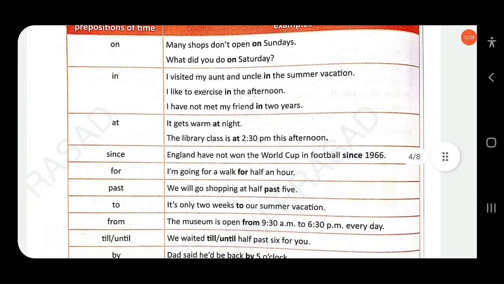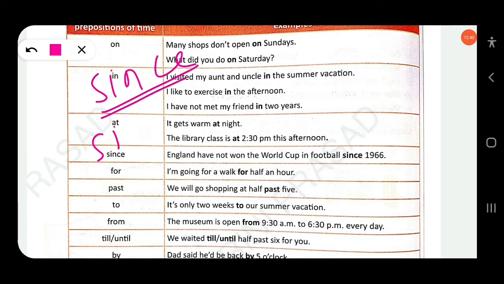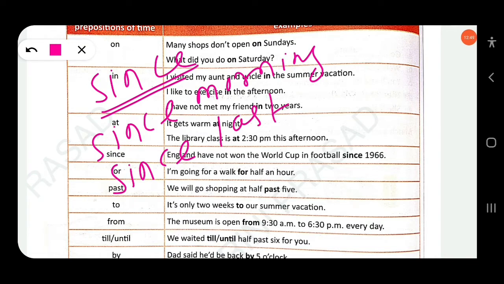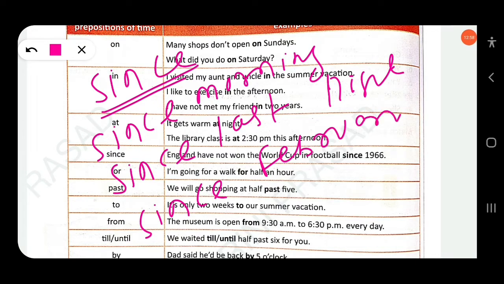The next one is "since". We use since to indicate a point of time. Suppose we take an example: since morning. Here morning is the point of time. Since last night, this indicates a point of time. Similarly, since February, this also refers to a point of time.